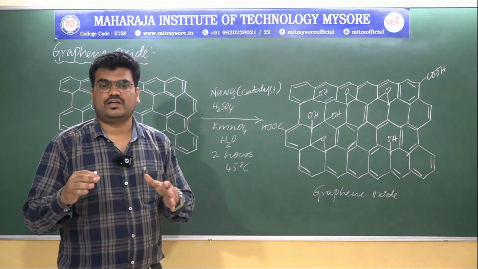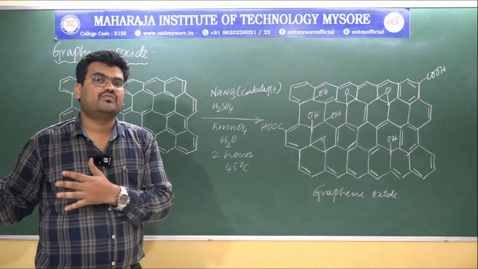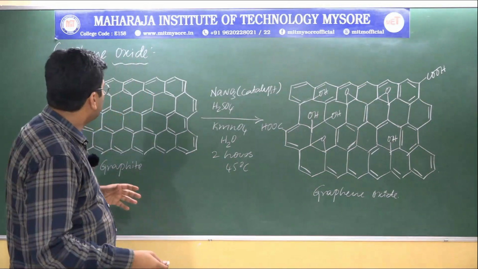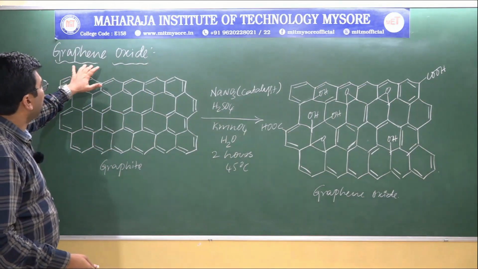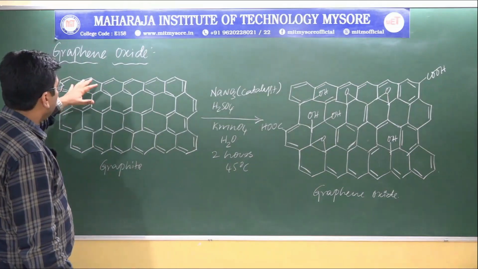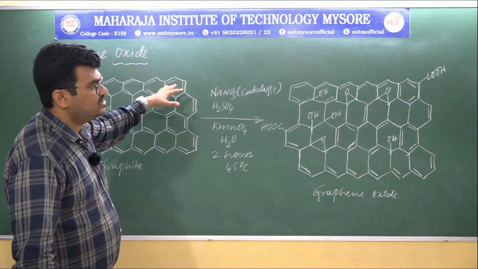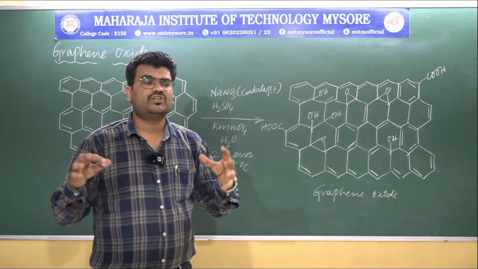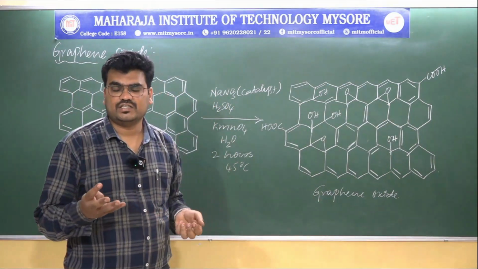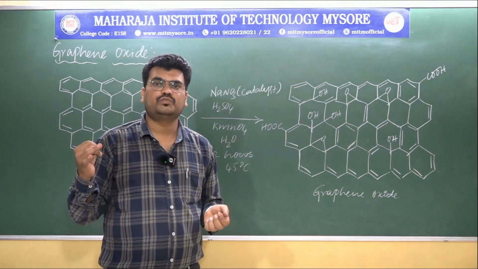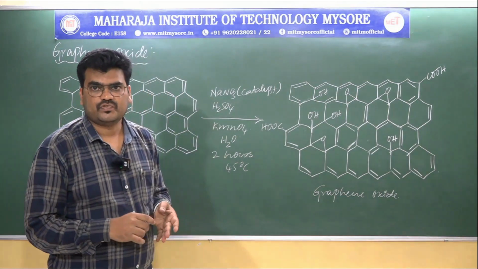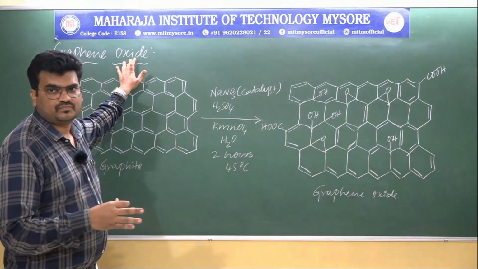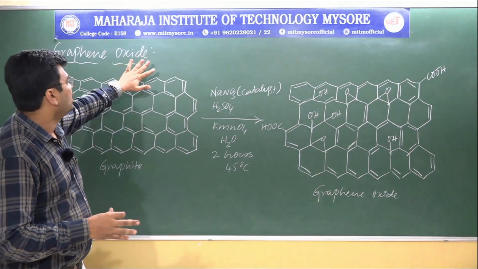So that's why it is called the mother of all the other carbon-based materials, right? Now if you come to graphene oxide: if you treat graphene with various functional groups, consisting of hydroxyl groups, epoxide groups, carbonyl groups or carboxylic acid groups, then it is going to become graphene oxide.